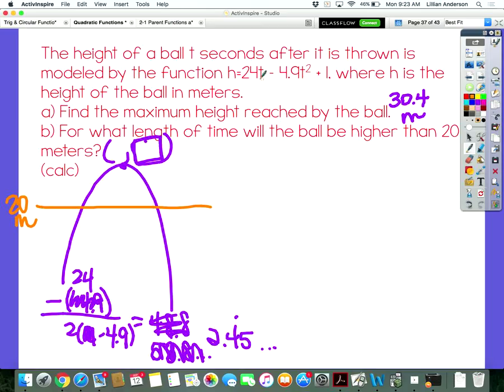Technically x represents your time, y represents your height. You already know your height has to be 20. You're looking for your time, which means you're looking for your x values when y is 20. Okay? So you basically have 20 equals 24t, or x, minus 4.9 x squared or t squared plus 1. You're looking for your time. You have to solve for time.